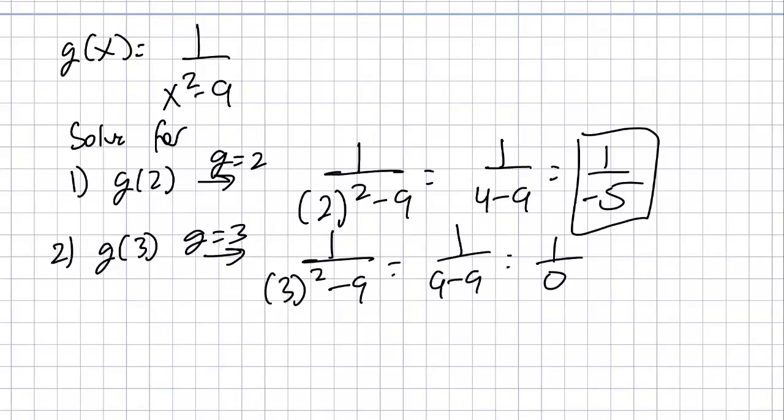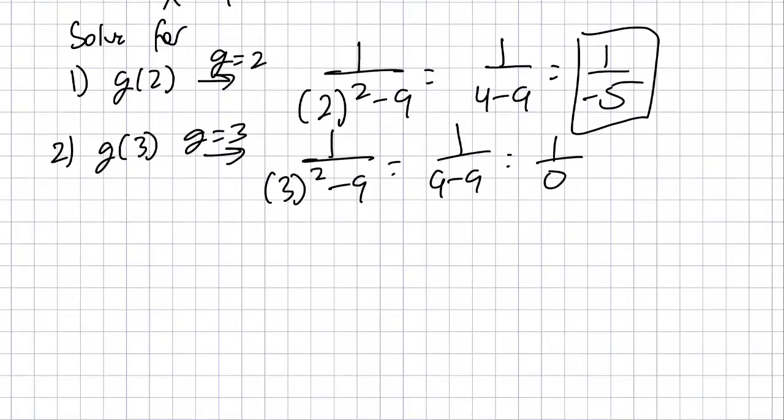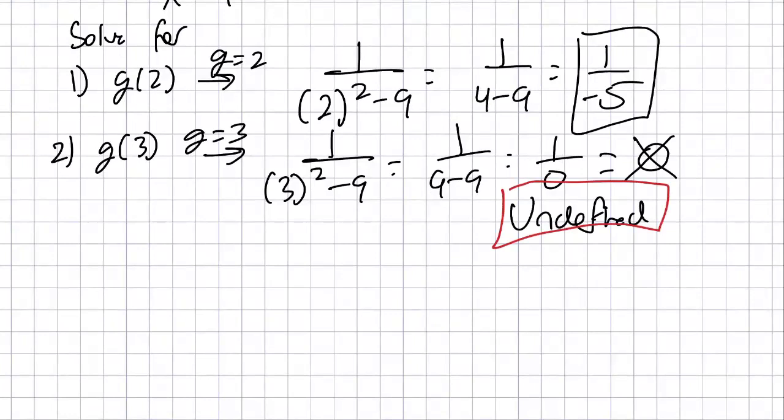When you get 1 over 0, do not make the mistake. I always have a lot of students make this mistake, especially on the quiz or the test. If you write 1 over 0 and say 0, that is incorrect. This is considered undefined as your actual solution. So do not make the mistake of writing 0, because 1 over 0, even if you plug it into the calculator, will give you an error. So that just means undefined.